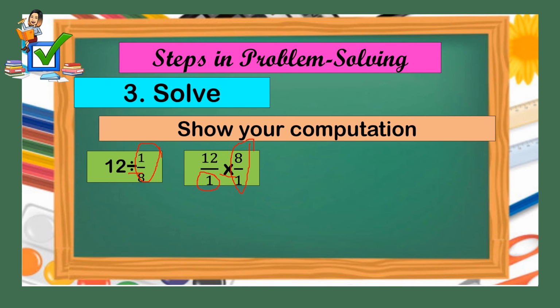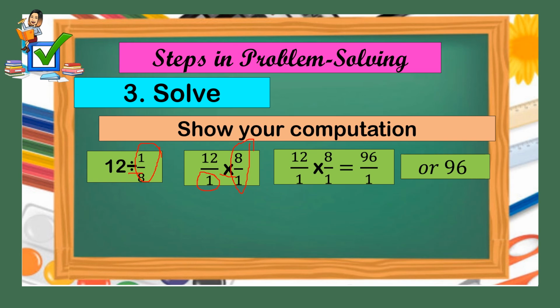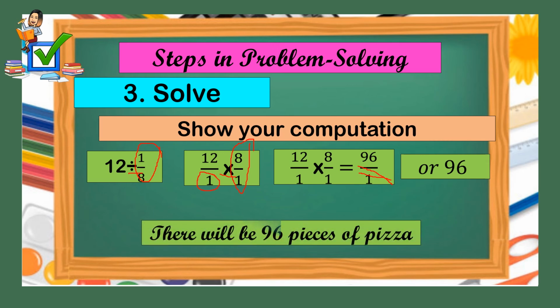So, 12 over 1 times 8 over 1 equals 96. So, 12 times 8 equals 96. 1 times 1 equals 1. So, 96 over 1. So, it will be 96. So, tanggalin na natin yung 1. So, it will become 96. So, there will be 96 pieces of pizza.